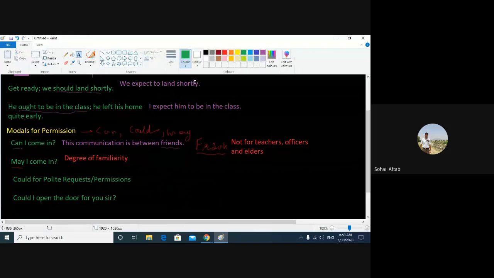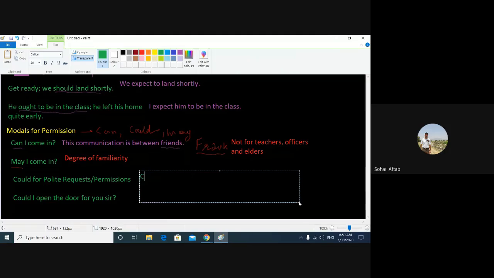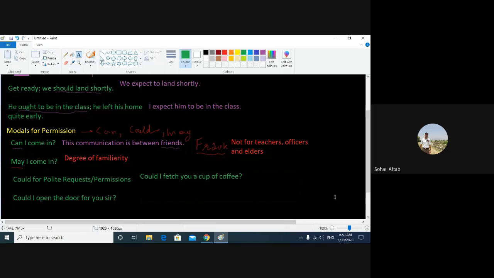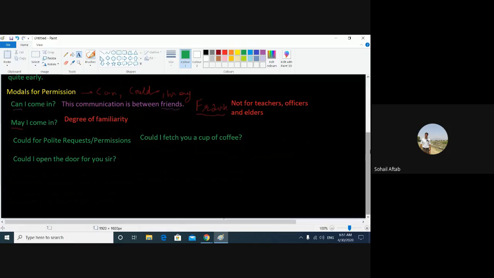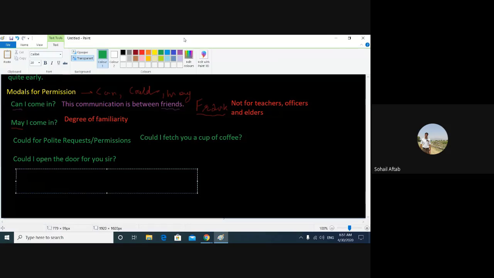Or you can say, could I fetch you a cup of coffee? That can be another polite permission, a way of saying things in a polite way. Okay, so I hope it makes sense to most of you. And then we have modals for obligation, that indicate obligation. That's a long lecture all on modals.